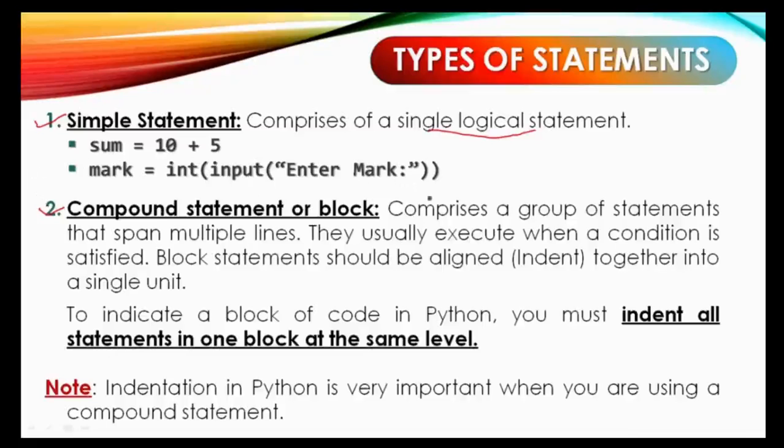But a compound statement comprises a group of statements that span over multiple lines. A group of lines spanning over multiple lines is called a block. They usually execute when a condition is satisfied. There will be a condition, and this block will be executed only when that condition is satisfied. Block statements should be aligned or indented together into a single unit. In Python, to indicate a block of code, you must indent all statements in one block at the same level. It is very important in Python to indent your code when you are using a compound statement or a block. We will see what indentation is in the next programs.